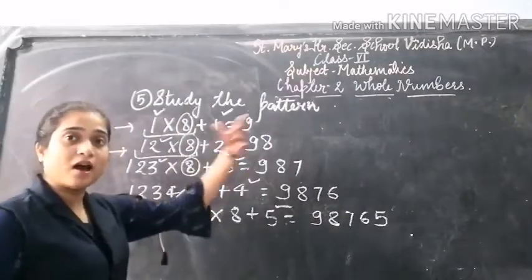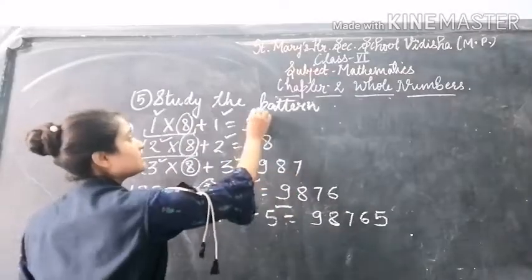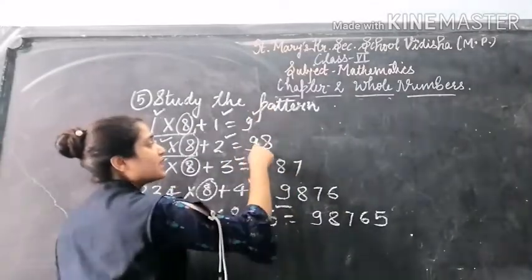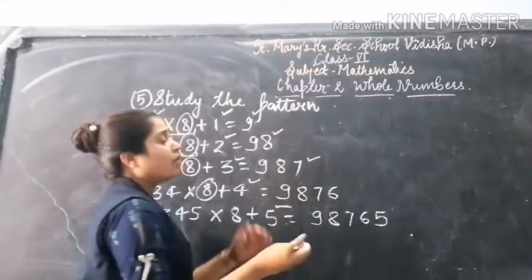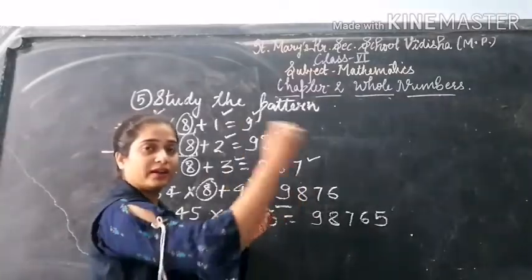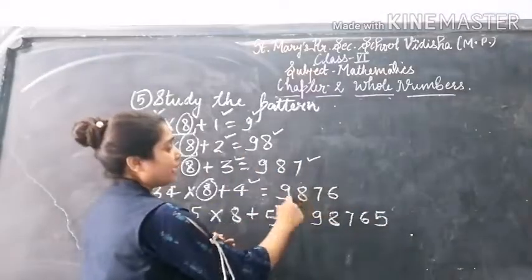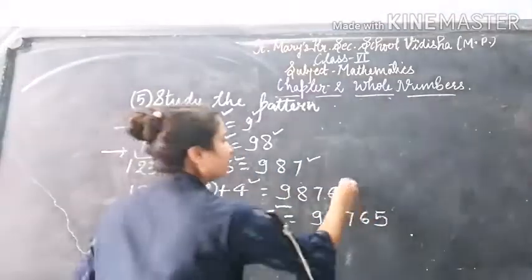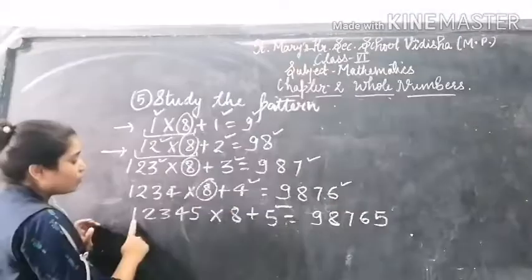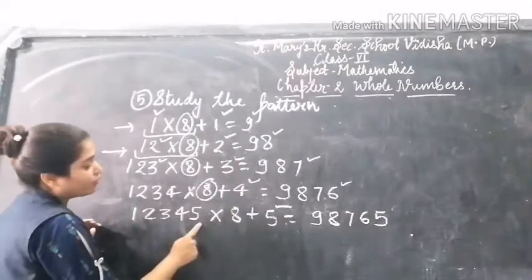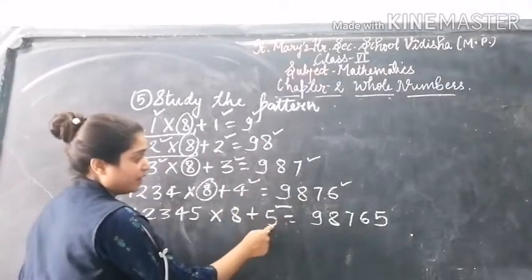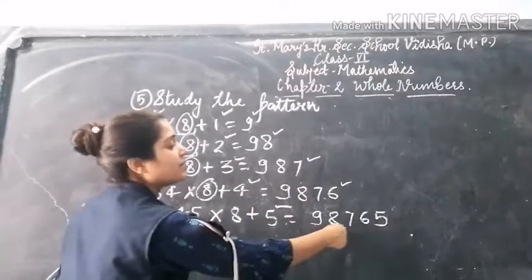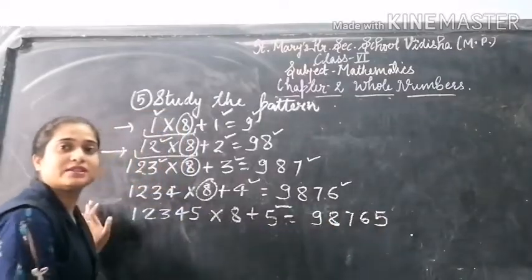Now let us see the answer pattern. Here the answer is 9. Here the answer is 9 and 8. Here the answer is 9, 8 and 7. It means one number less we are writing as we move further. So 9, 8, 7 and 6 will come here. So in the last line we see 1, 2, 3, 4, 5 into 8 plus, after 4, 5 will come. 5 is equal to 9, 8, 7, 6, 5.